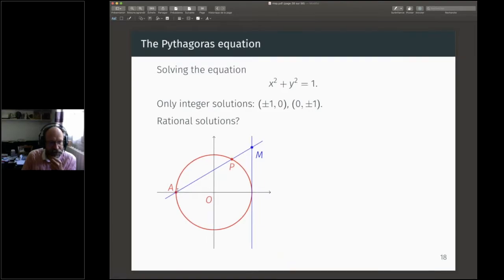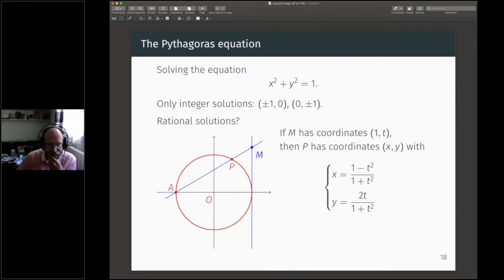So the intersection point is P, and I'll give it just by formula. If the point M is at height T, then the algebra tells you that the coordinates of P are x is (1 minus T²) divided by (1 plus T²), and y is 2T divided by (1 plus T²). This is a nice formula, because if T is a rational number, it gives me points whose coordinates are rational numbers.